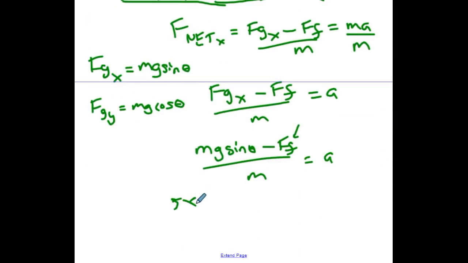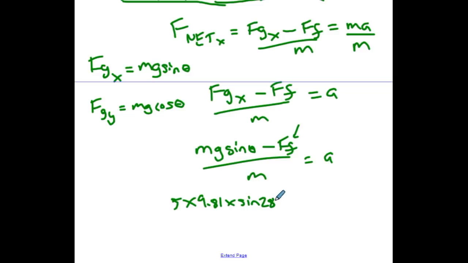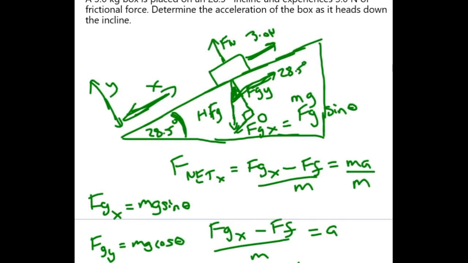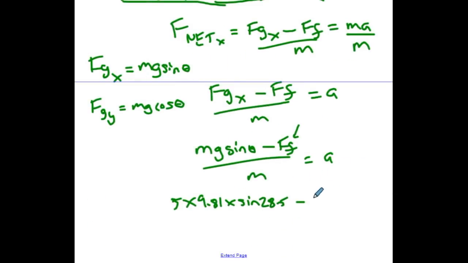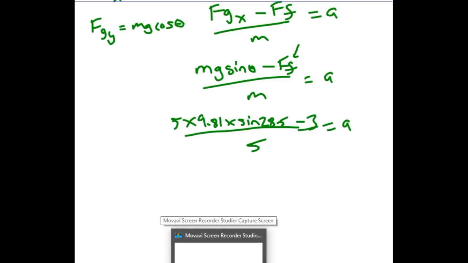It's going to be 5 times 9.81 times the sine of 28.5 degrees. We're then going to minus the force of friction, which is 3 newtons, and divide by our mass again, which was 5. And so at this point, it's just calculator typing in. If you understand the big picture of how we put this together, then hopefully you can just do the math typing.